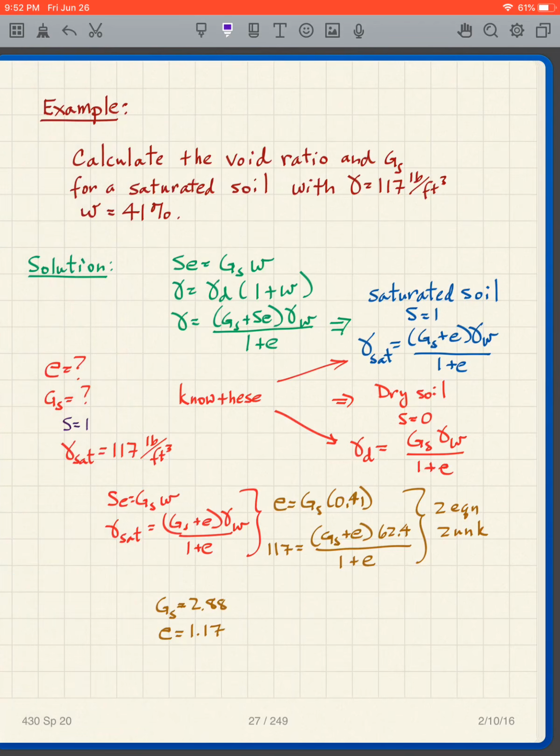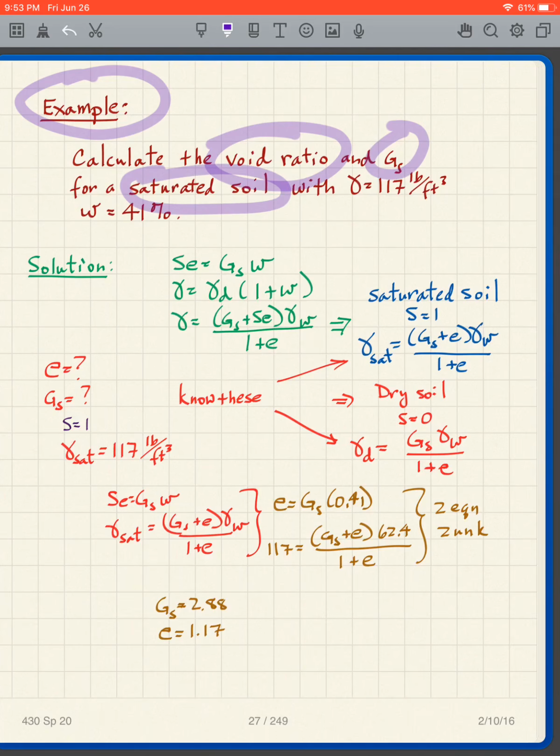Okay, another problem. Example: calculate the void ratio and specific gravity for a saturated soil with a unit weight or density, gamma, sometimes I'll say unit weight, sometimes density, same thing, of 117 pounds per cubic foot and a water content of 41%.